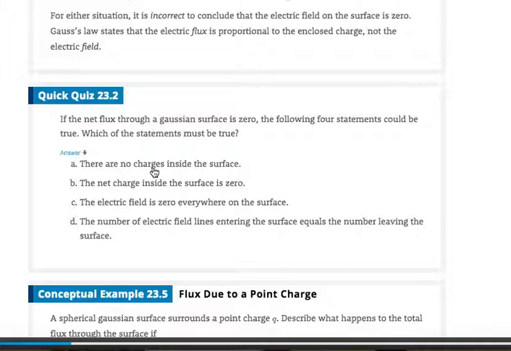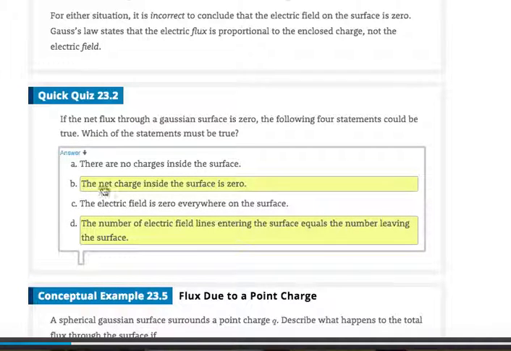Well, it's not true that there are no charges inside the surface, but the net charge inside the surface has to be zero. That one is true. And the other one, I hadn't gotten to all of them, sorry, was that the number of electric field lines entering the surface equals the number leaving the surface.